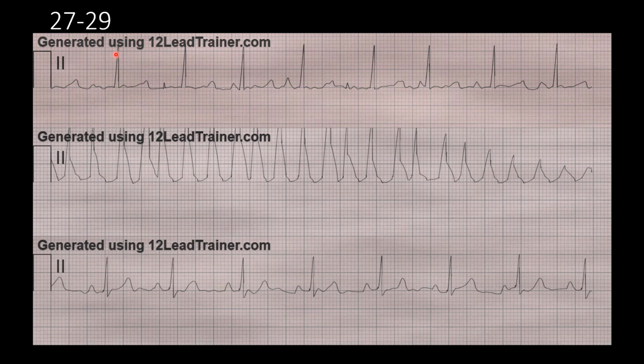And let's see, 1, 2, 3, 4, 5, 6, 7. Sorry, I forgot what our rate was. So yeah, about 80. So this would be a controlled AFib.